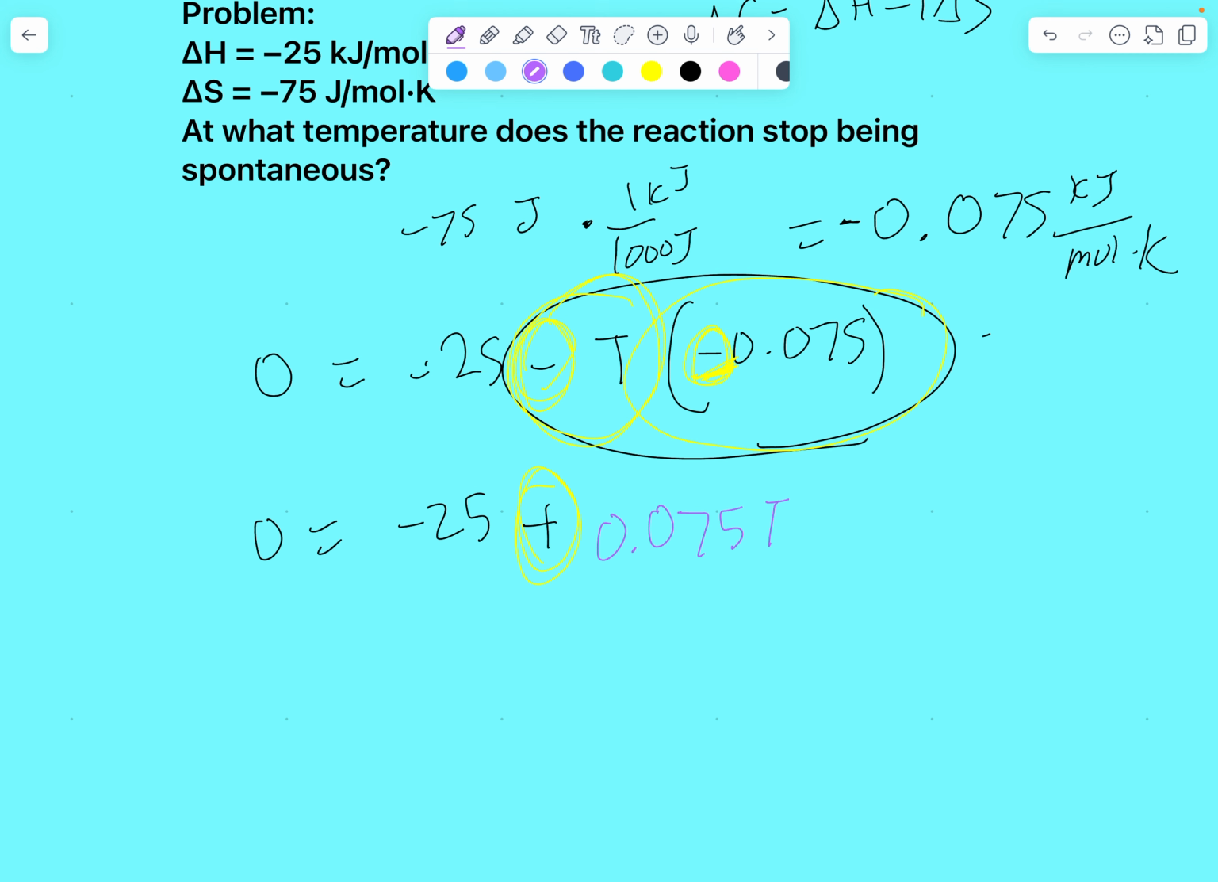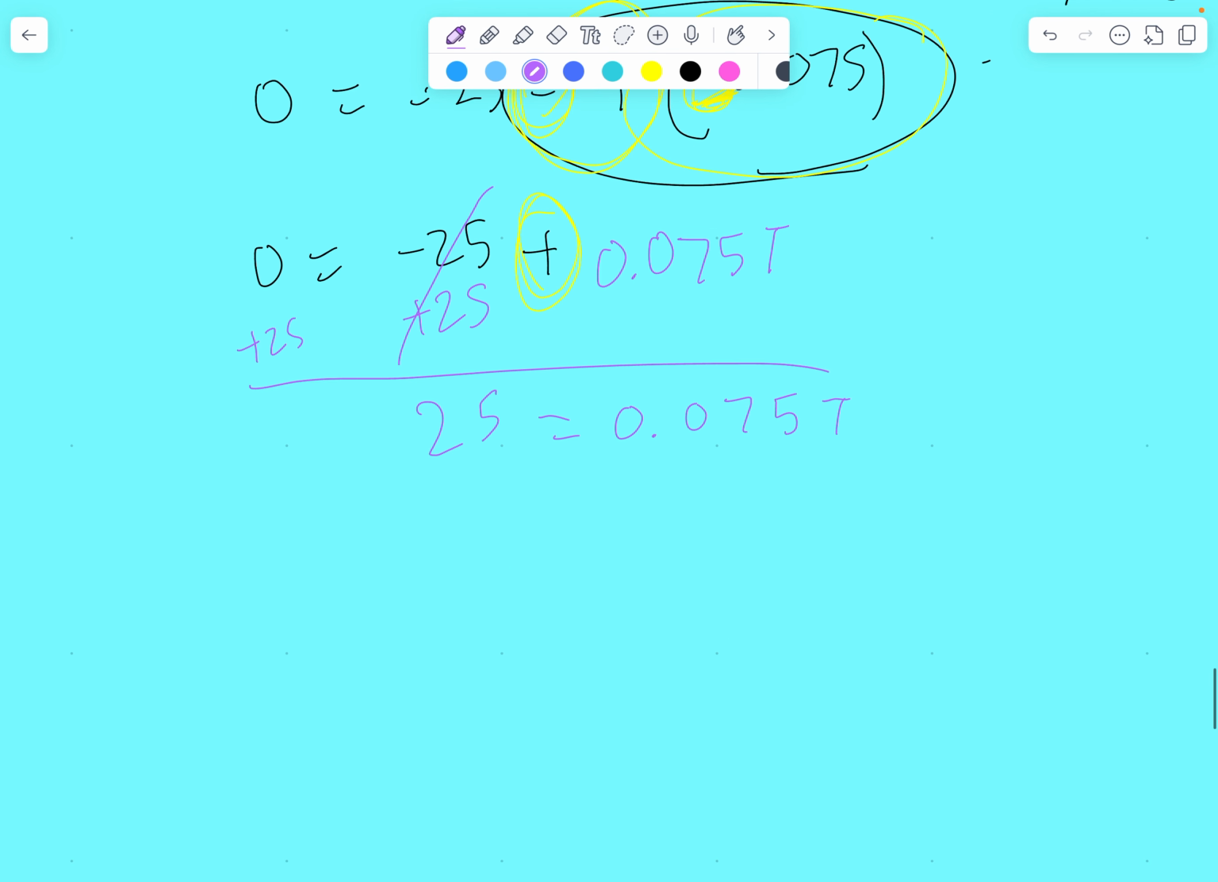I'm going to add 25 on both sides, because what I do on one side, I have to do to the other. I have 25 equals 0.075 T. I could have subtracted 0.075 T on both sides instead; it doesn't matter. Then I'm going to divide both sides by 0.075. You may be saying, Vincent, why? Well, how am I going to get to T? I don't want to know what 0.075 T is. I want to know what T is. So that's how you do that.